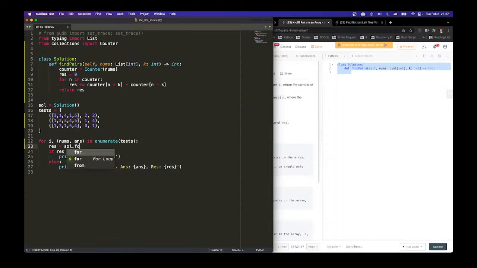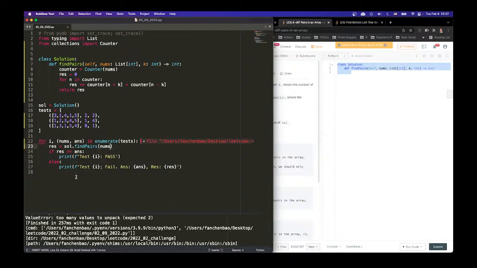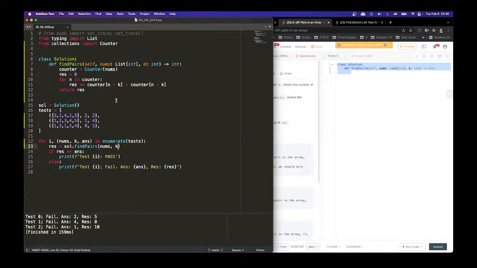But let's just put everything and then just run it. Too many to unpack because we forgot the K. And they're all wrong. All right. So, and again, this is not working. Okay, so one, I think it's not, right?